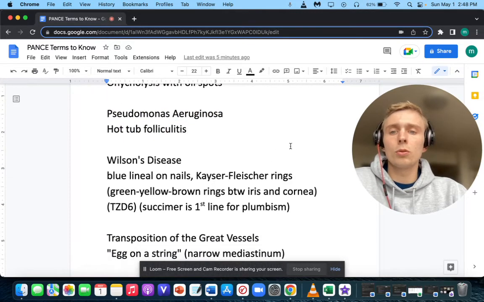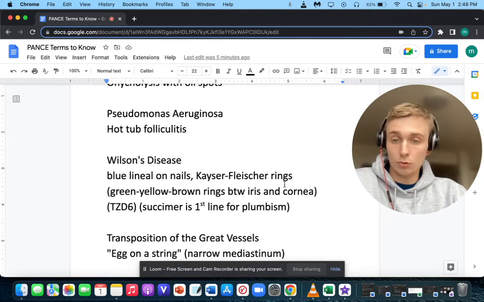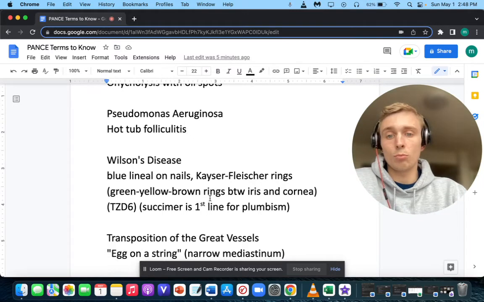So if you have blue linear lines on the nails, Kaiser-Fleischer rings, which are the green, yellow, brown rings in the iris and cornea, what does that make you think of? So that makes you think of Wilson's disease, which is a copper deposition disease. So Wilson's disease. And how do you treat Wilson's disease? What are the treatments of Wilson's disease?